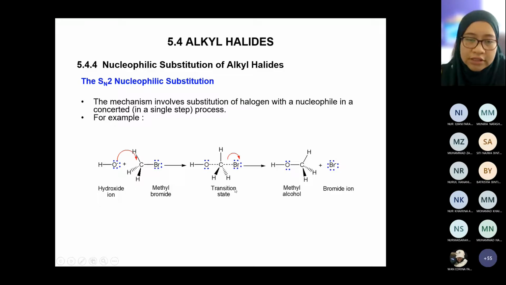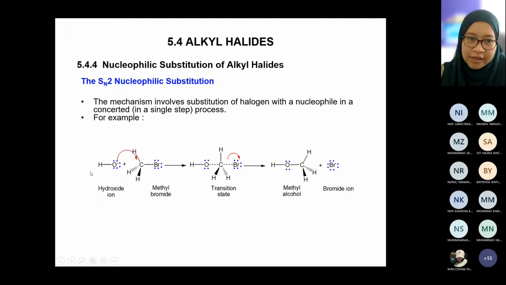Maksudnya, even though the intermediate is formed, it is a very fast reaction. Very fast reaction. Because why? Transition state ataupun intermediate, they usually are very unstable. Bila tak stable, dia akan jadi sekejap saja, in a very short period of time. Dia tak boleh tak jadi. Dia kena jadi. In order to form the final product, it needs to undergo that transition state. Without the transition state, the final product will not be formed. Okay, tapi dia hanya terjadi sebentar sahaja.